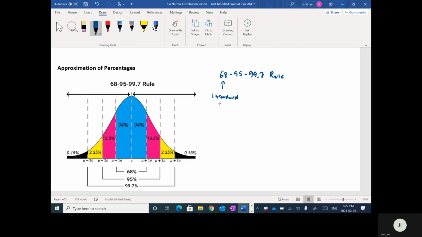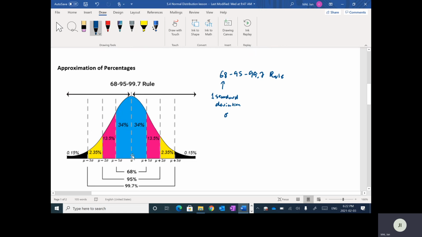Third deviation. So one standard deviation away from the mean will be 68% of the population. Okay. Now standard deviation, the notation is the sigma. All right. So one standard deviation away from the mean will represent 68% of the population.